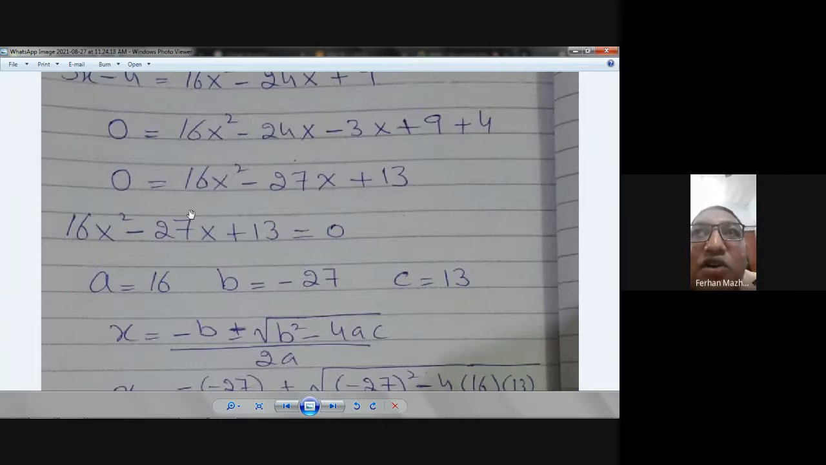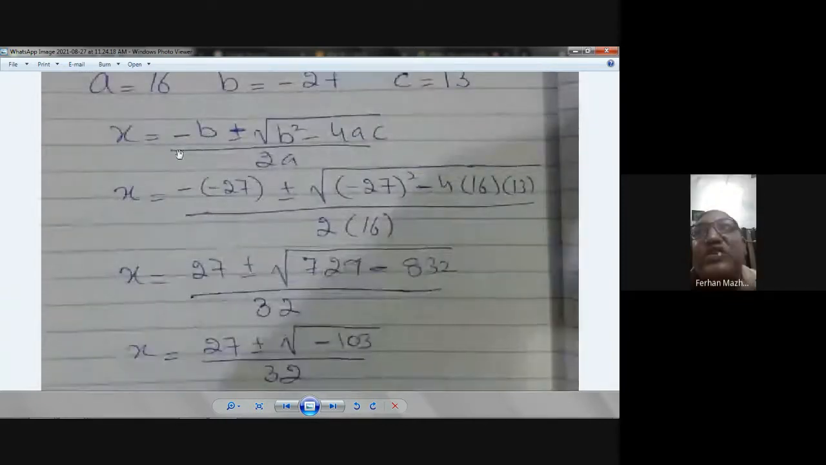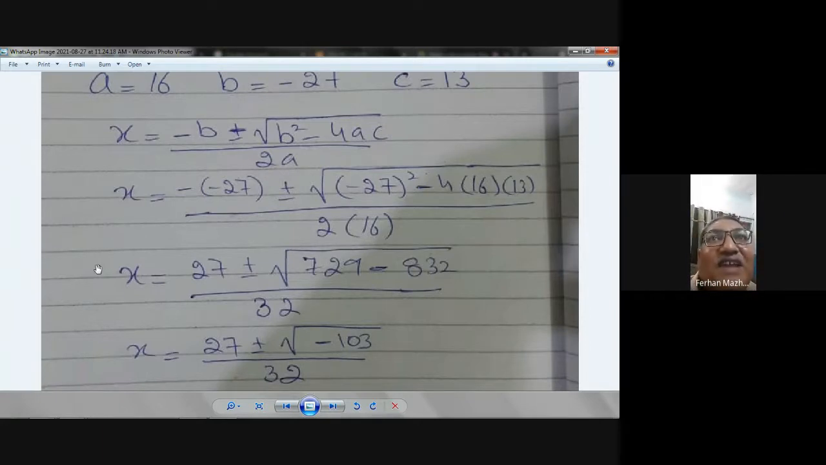Then I will write the quadratic formula. Whenever I solve this question, I always write the quadratic formula: x equals minus b plus minus under root b² minus 4ac, divided by 2a. I will substitute the value of b, the value of a, and the value of c in the formula. So minus and minus 27 will become plus 27.